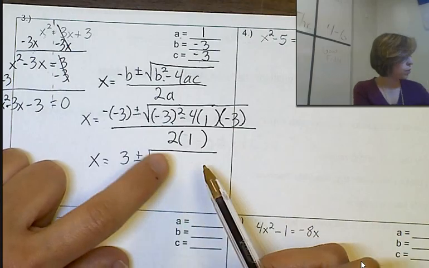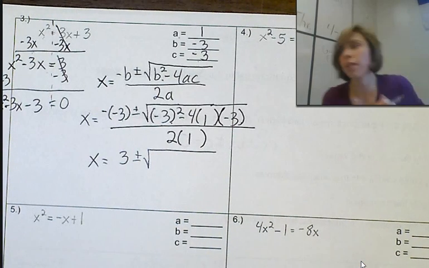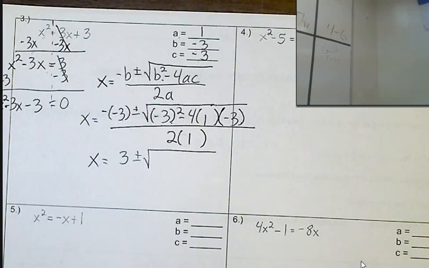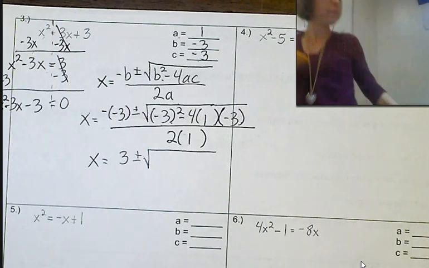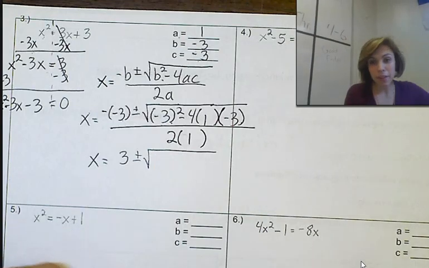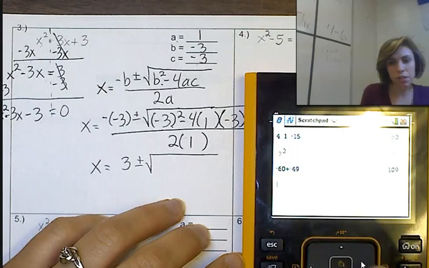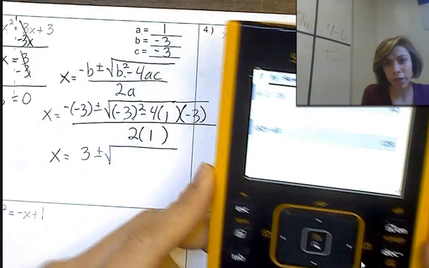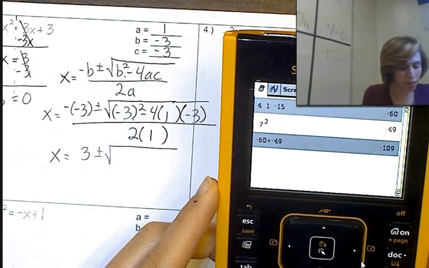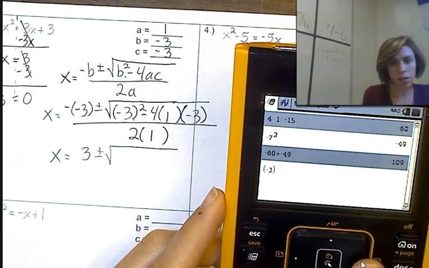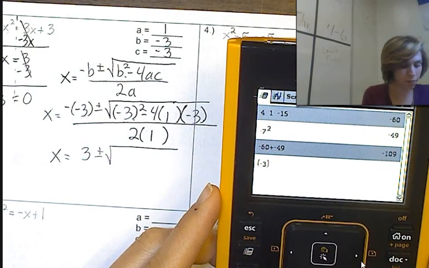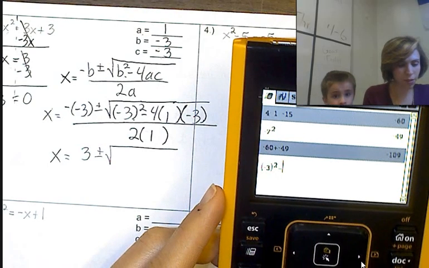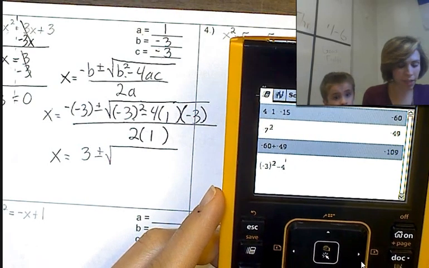Okay, so let me grab my calculator real quick. Okay, so I grabbed my calculator. I'm going to put this into my calculator, and if you have any scientific calculator, you'll be able to do this on that too. So I'm going to put parentheses, negative 3. I'm going to square that. I'm going to put minus 4. I'll multiply that times 1.